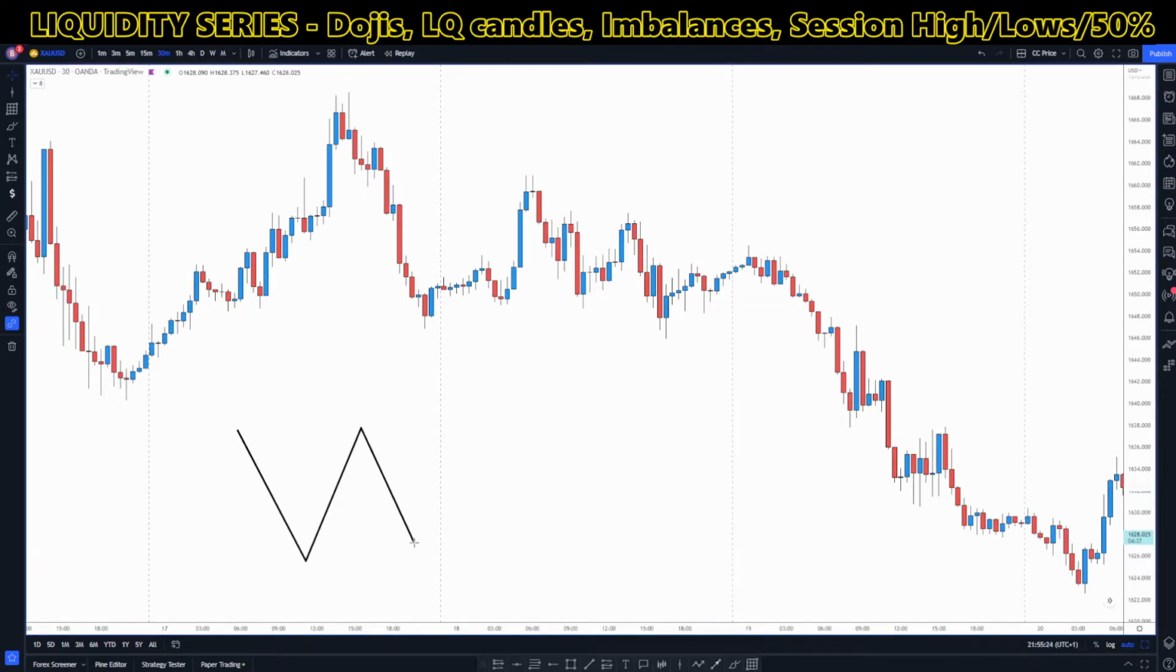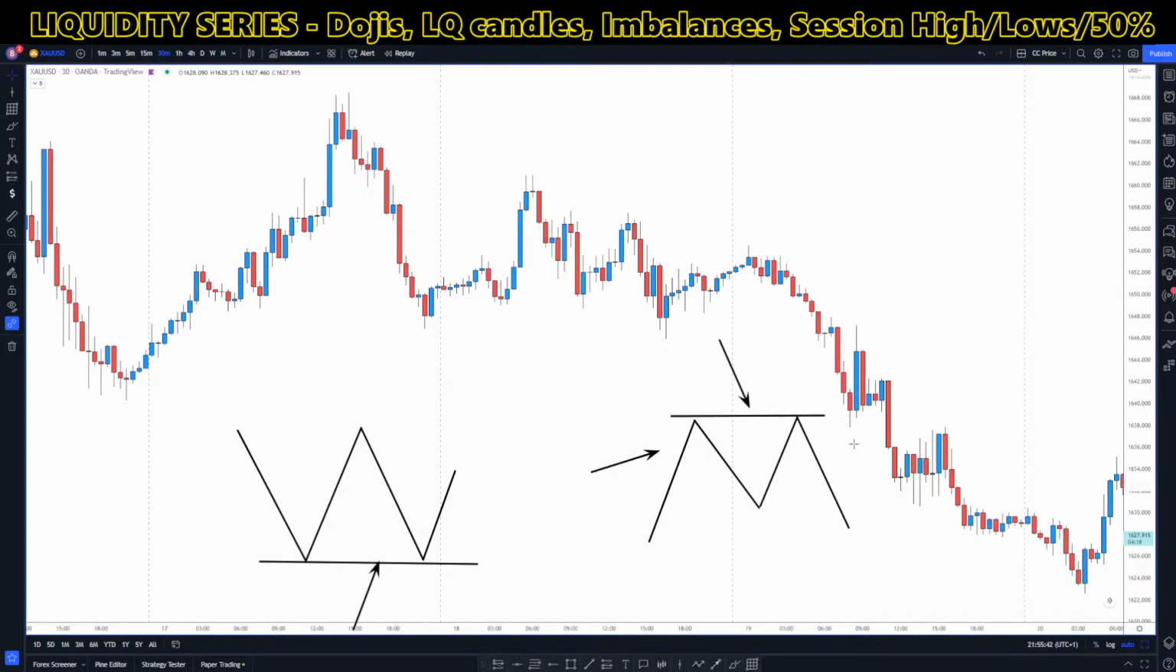Next thing I'll be looking for is where the double bottoms are. This would be an example of a double bottom or a double top. Very common pattern in Forex. A double bottom would be a sign of seller's exhaustion, and a double top would be a sign of buyer's exhaustion.